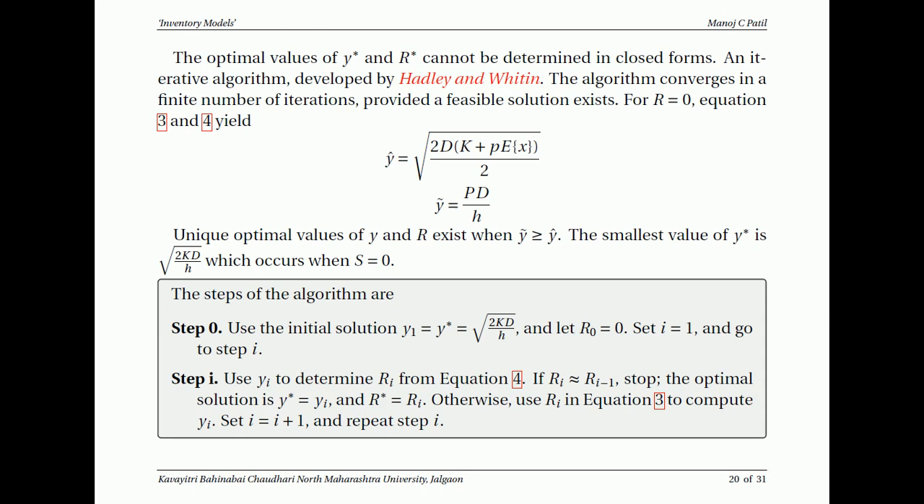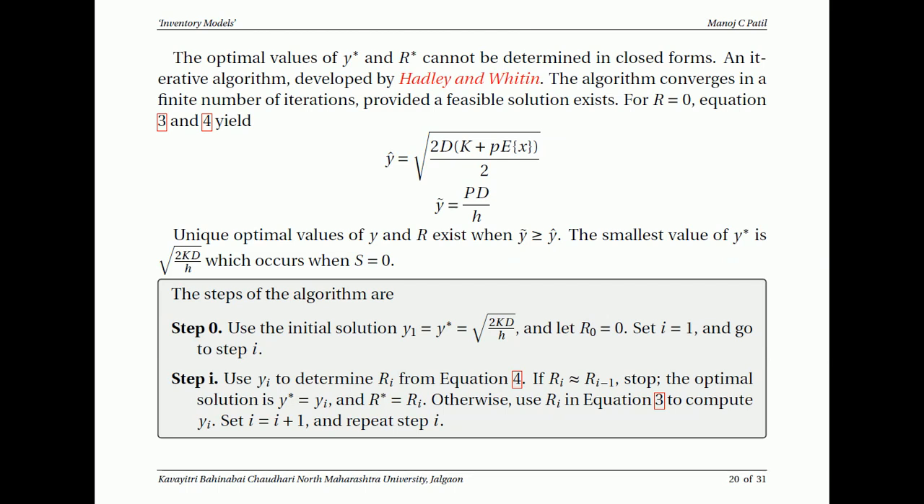These are the formulas. A unique optimal value of y and r both exist if and only if y curl is greater than or equal to y hat. So firstly we have to verify this condition, we have to find out y hat and y curl, and if y curl is greater than or equal to y hat, then we have to follow the following steps.